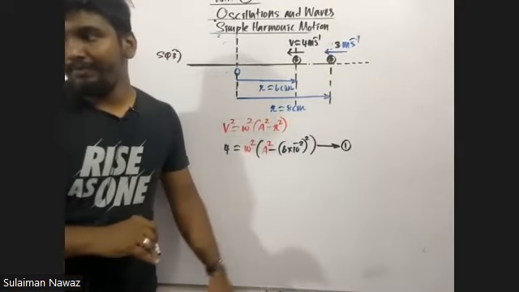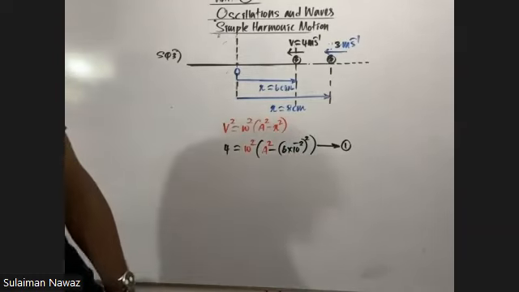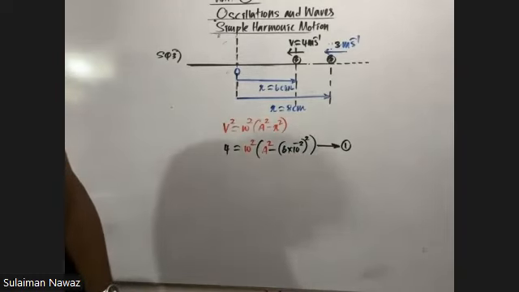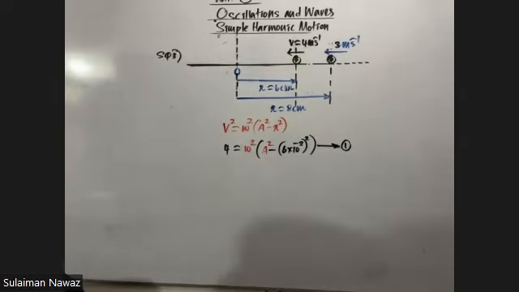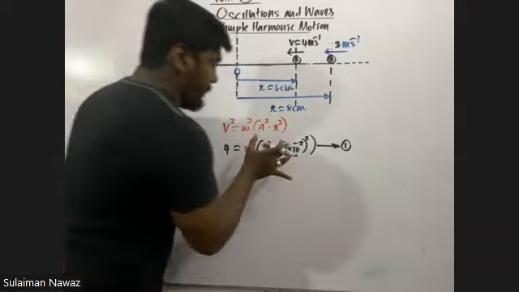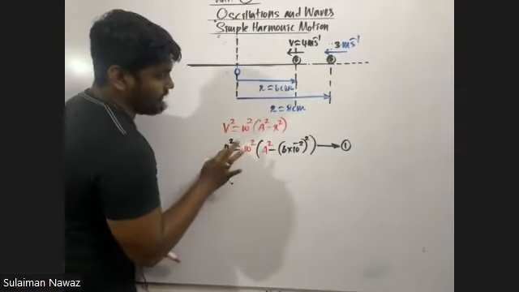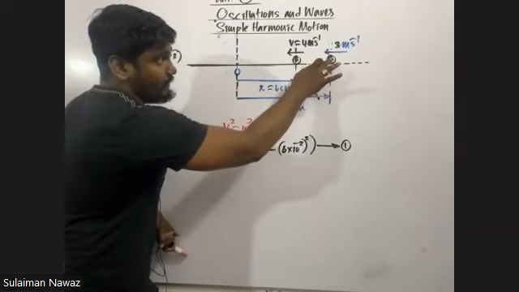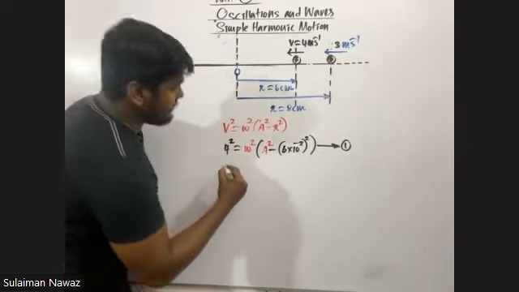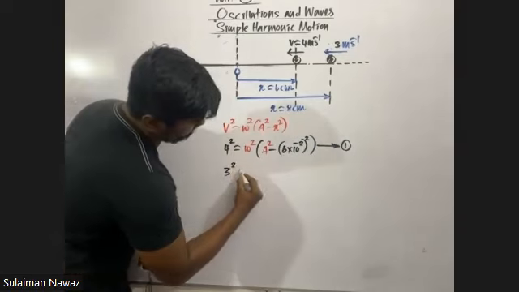Raise your hands. How many of you understood up to here? There is nothing difficult. Okay, then when you apply the same equation for this instant, here 4 squared, here 4 squared. When you apply this for this instant, 3 squared, velocity is 3 squared.